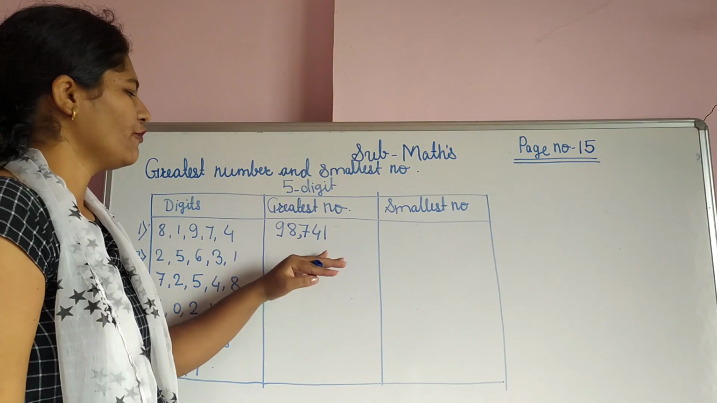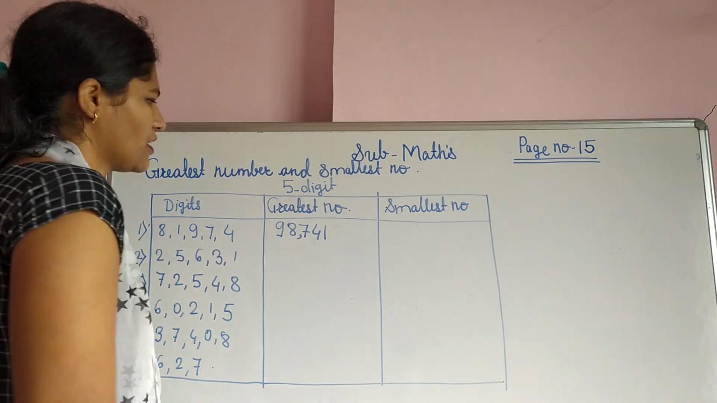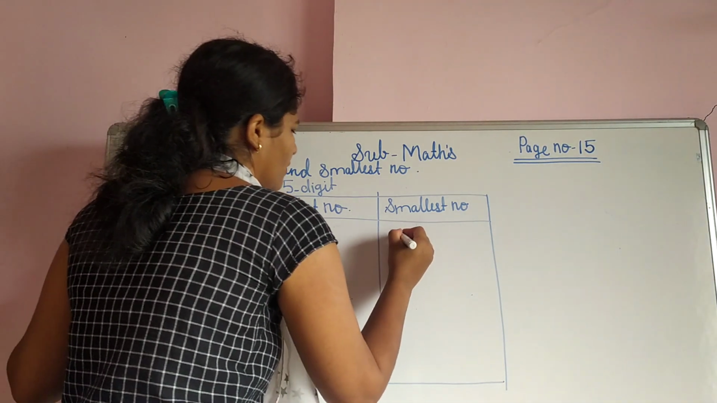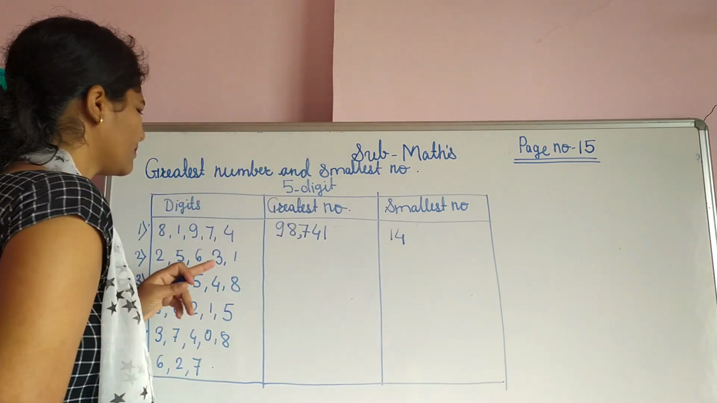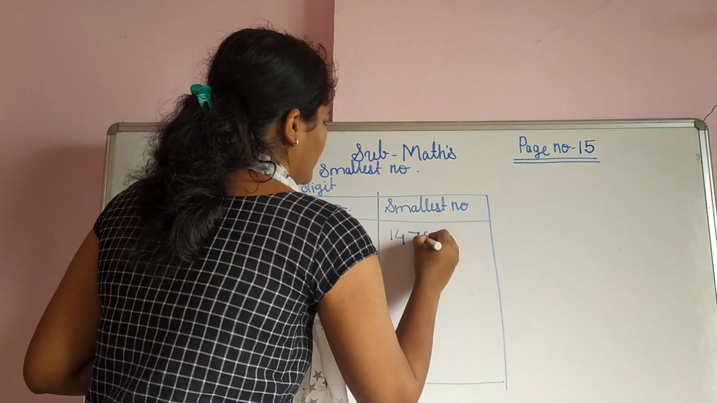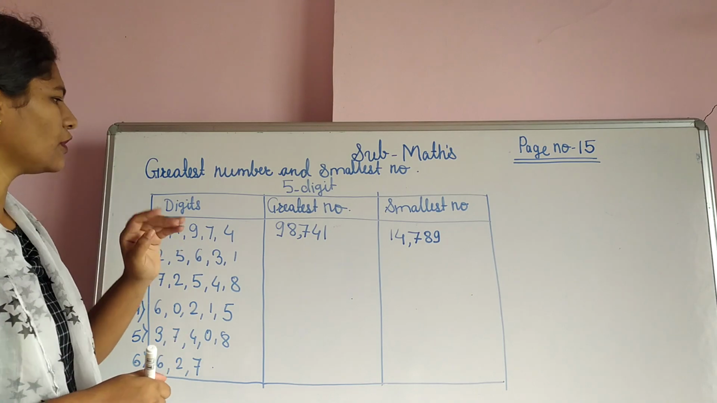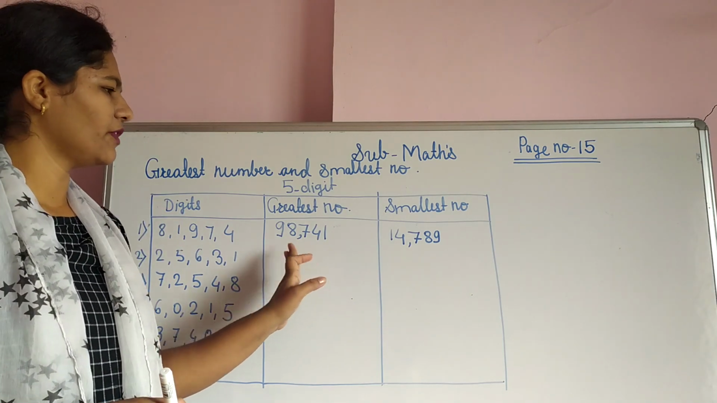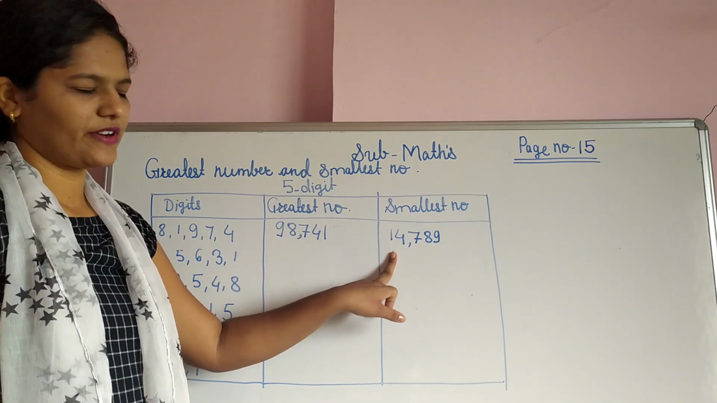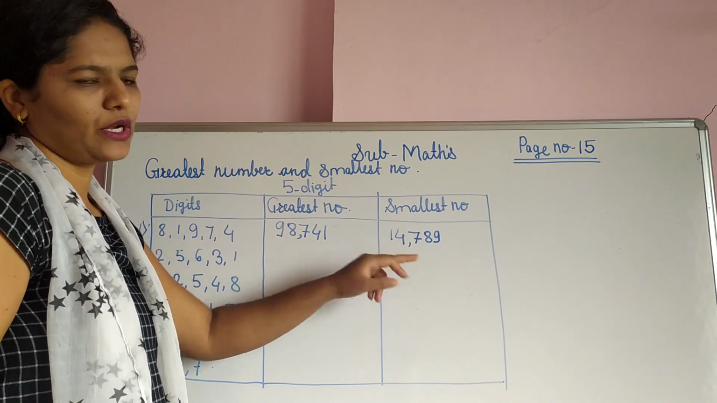Now we see the smallest number. For the smallest number we have to write from small to big. So here which one is small? 1 is small. Then next, 4. Then 7, then 8 and then 9. Students, you can find this number from here also. Otherwise, whichever number is greatest, you write the opposite of that number. See, here 1 is last, here 1 is first. 4 is second last, here is the next number. Like this you can do it.